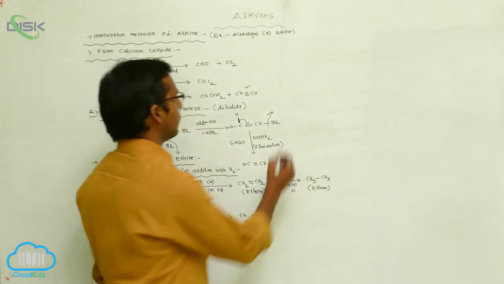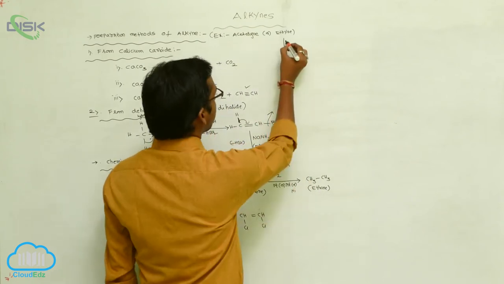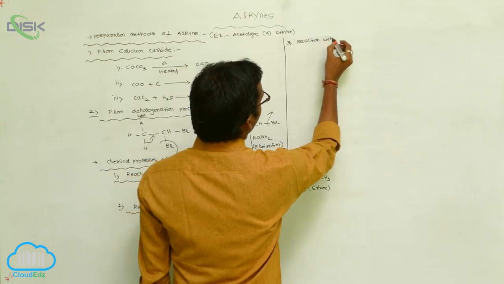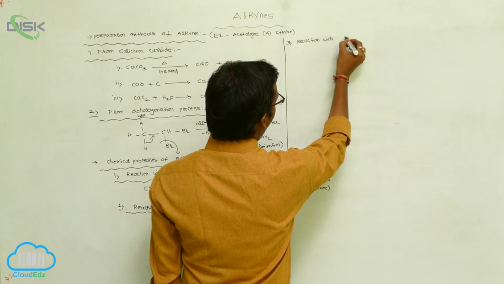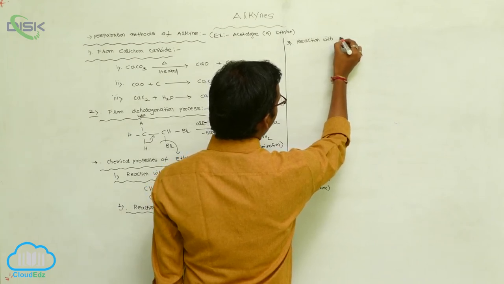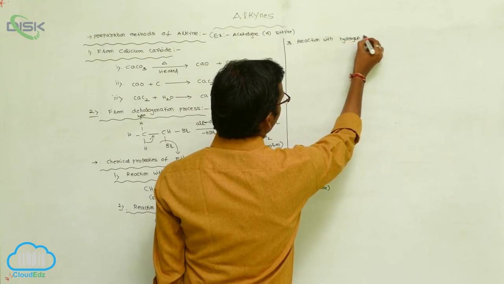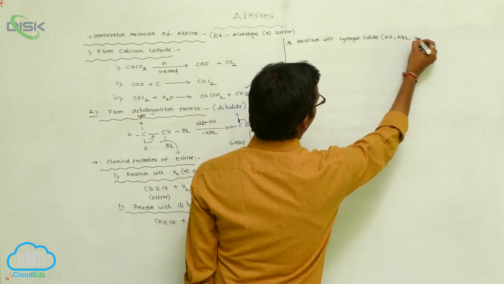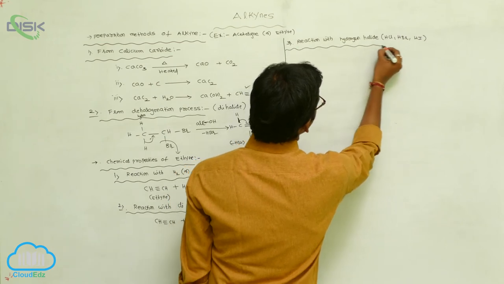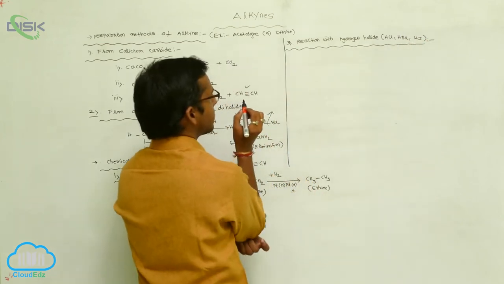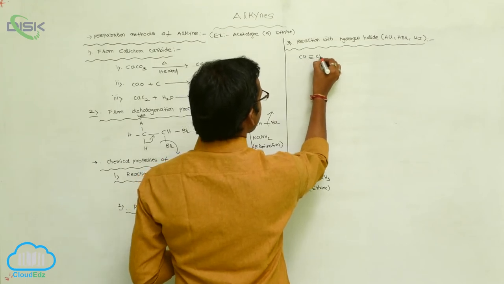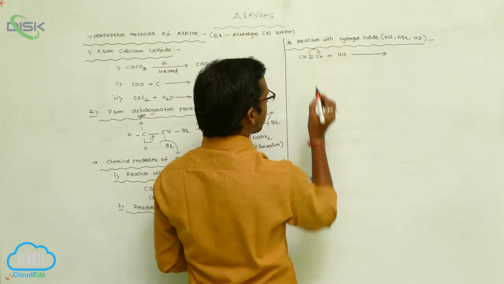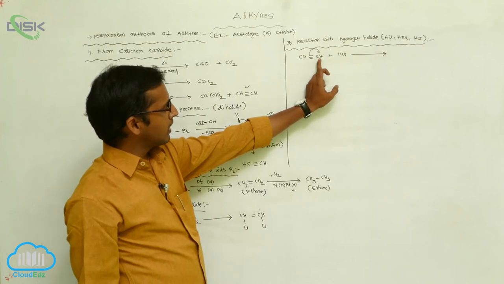So not only this reaction, we applied another one. So third one, reaction with hydrogen halide, that may be HCl or HBr or HI. In presence of these reagents, the following mechanism takes place. See here, acetylene, CH triple bond CH, in presence of HCl. So see here, this triple bond is shifted to here. One of the pi bonds is shifted to here. Your pi bond gets a negative charge.